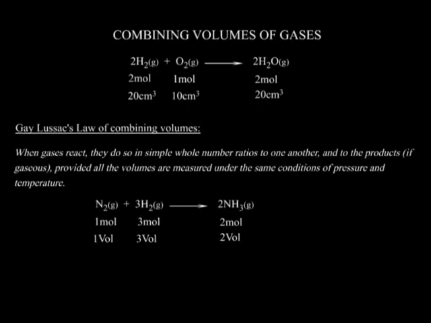If we put figures, it would mean that 5 milliliters of nitrogen gas will combine with 15 milliliters of hydrogen gas to yield 10 milliliters of ammonia gas.